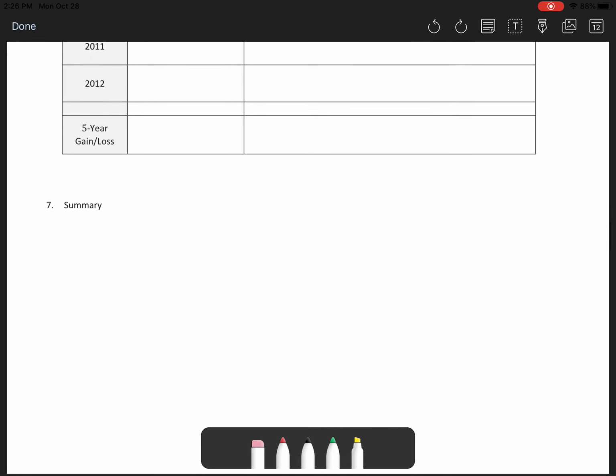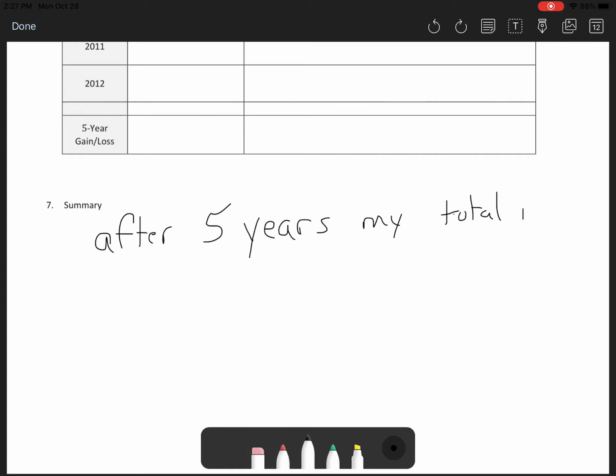And then my summary. Did I make enough to make $30,000? Did I get up to $30,000 after my 5 years? Write your summary up there. I should say something like this, that after 5 years, my total is, and finish that statement. That will be a very good summary to finish.